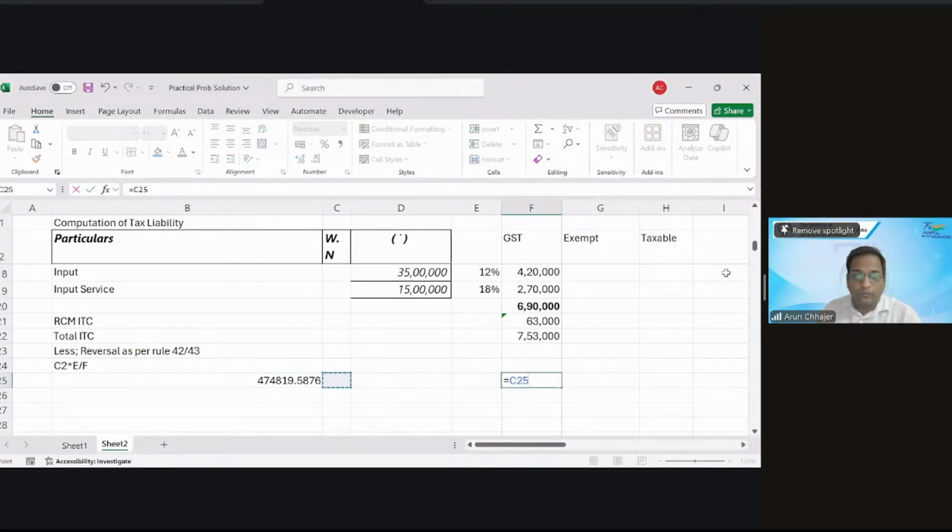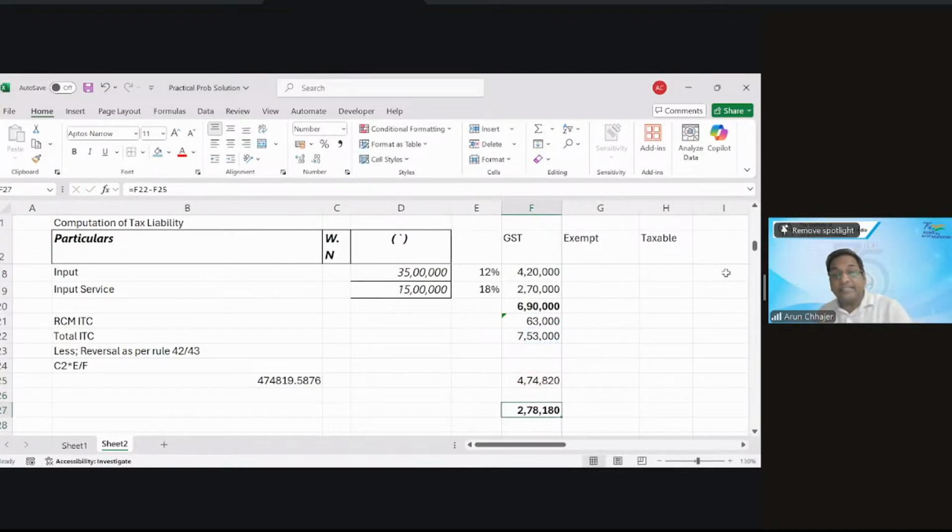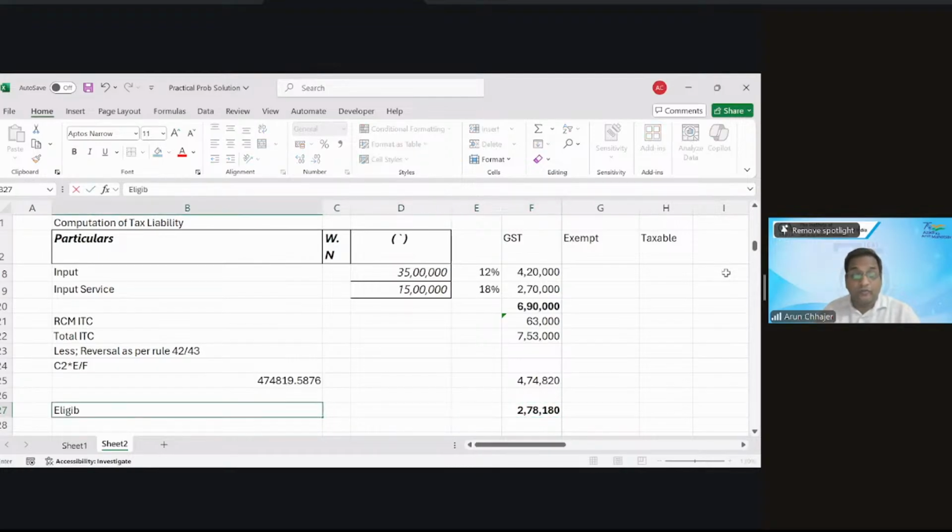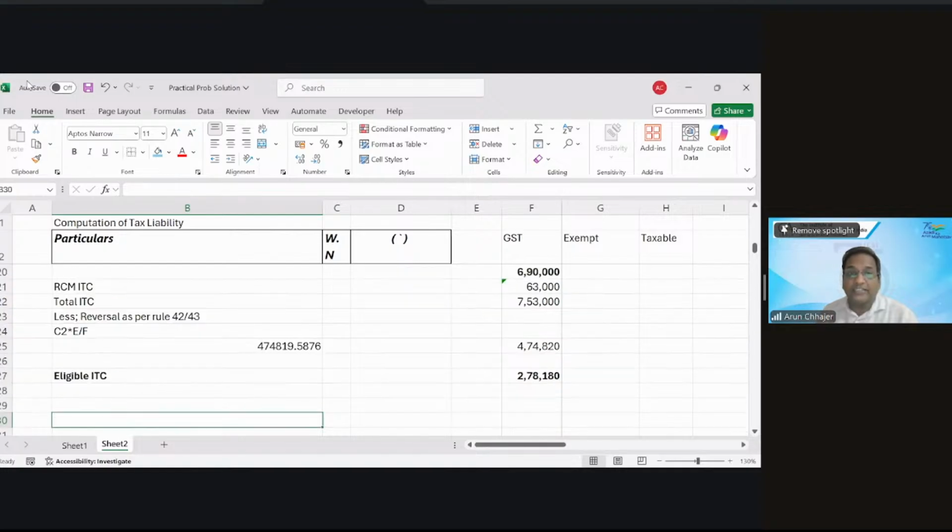So this much of the ITC we need to reverse. The balance eligible ITC is 2 crore 78 lakh 180,000. This is the only ITC which you can use for the output tax liability.